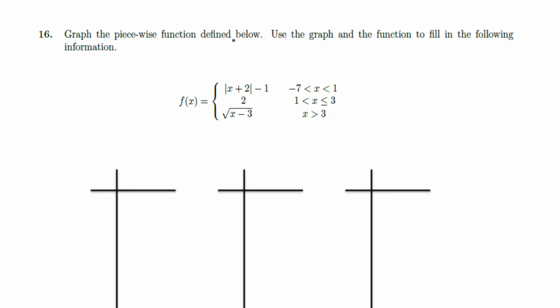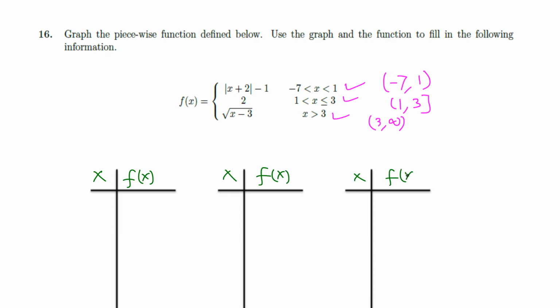Graph the piecewise function below. Use the graph and the function to fill in the following information. So the function f is defined by 3 different pieces. Here -7 to 1, 1 through 3, and here x is bigger than 3, all the way. So we can make a table of x and f(x) for the first piece, the second piece, and the third piece.